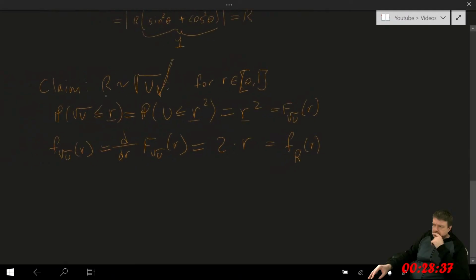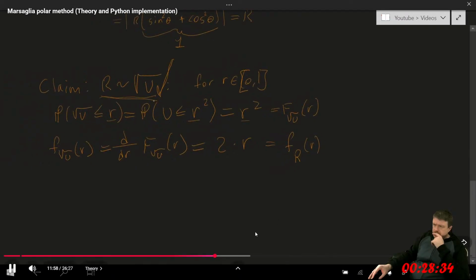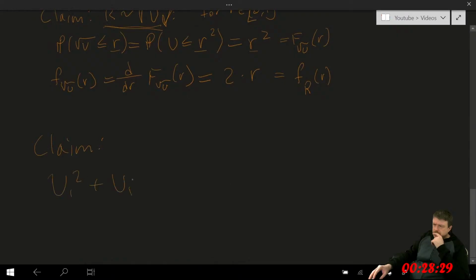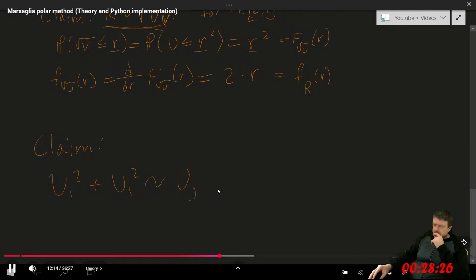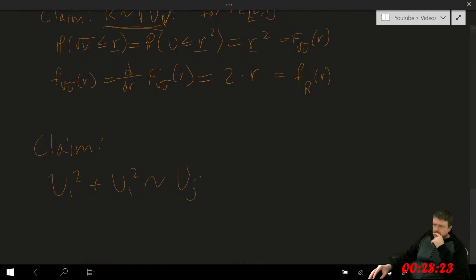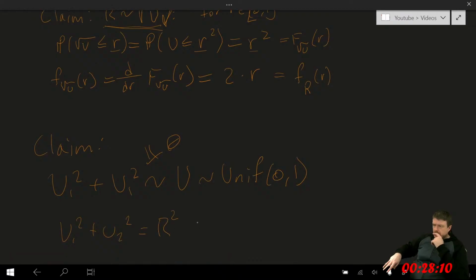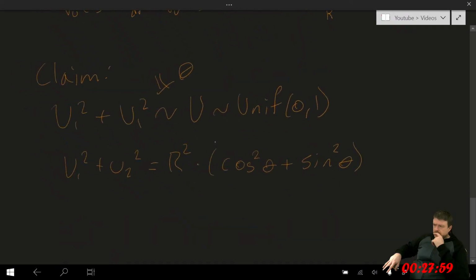So this is correct. Okay, now I claim that U1 squared plus U2 squared is also uniformly distributed, and this is independent of theta. So consider U1 squared plus U2 squared. This is equal to r squared multiplied by cosine squared theta plus sine squared theta, which is equal to 1.